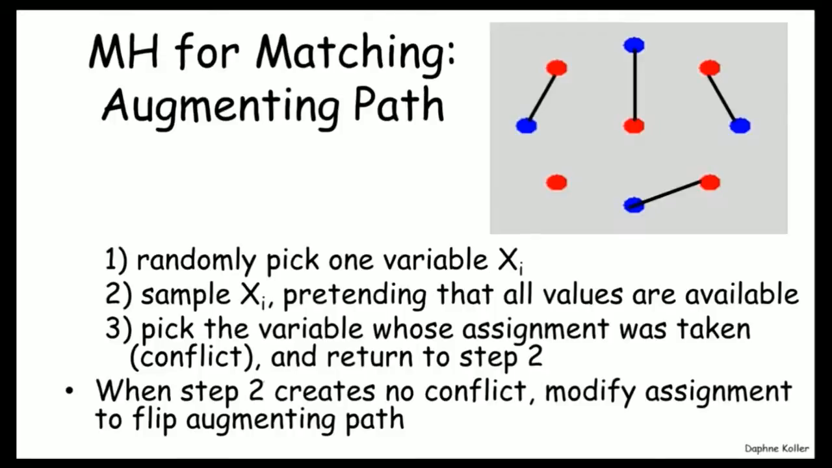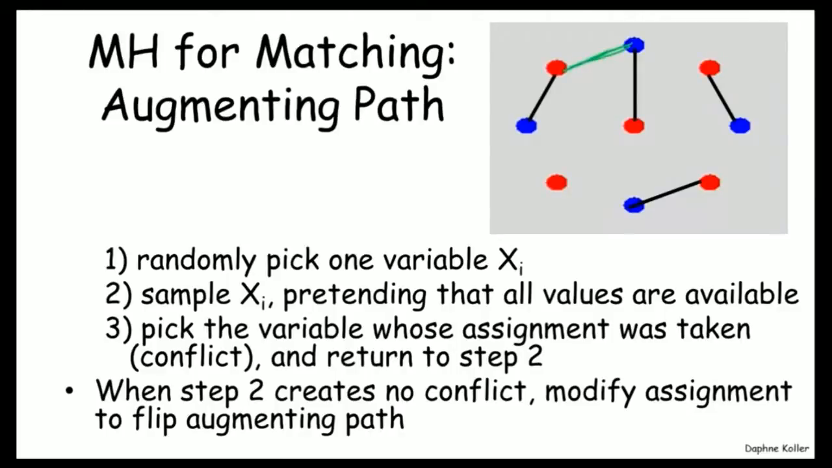I'm going to define the following proposal. I'm going to pick one of the variables xi, say this one, and pick another value for it, pretending that everything is available. So I'm going to ignore the fact that this guy is already matched. I'm picking it probabilistically, so I could have picked a different one. I could have picked the same one that I was matched to before. I could pick a further away one, but say I picked this one.